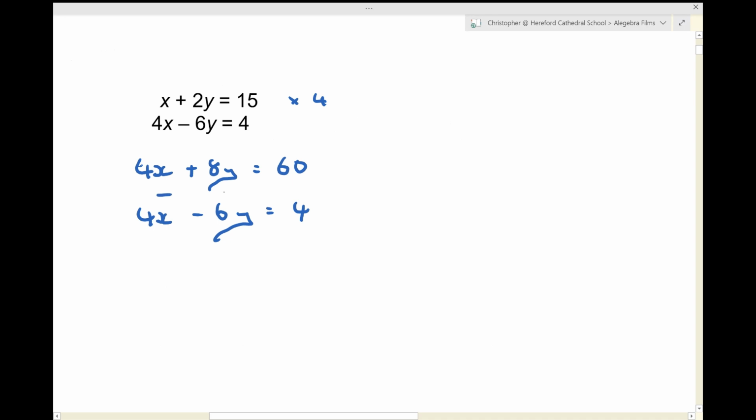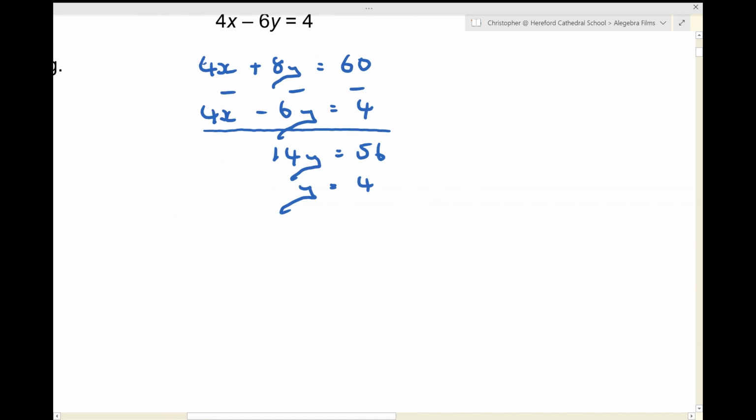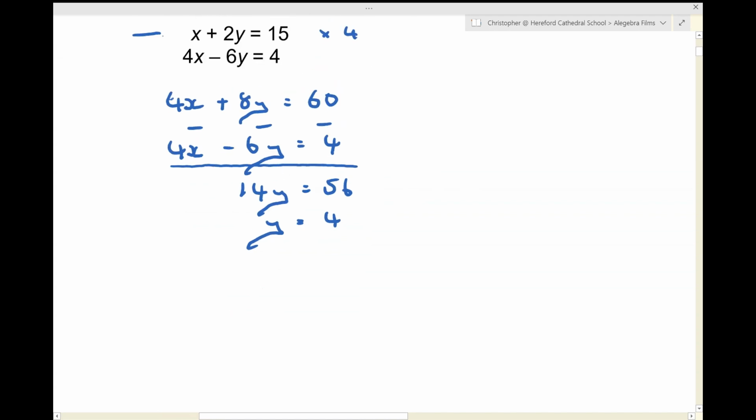I'm subtracting the equations. Be careful, minus and minus is a plus. 14y equals 56. Use your calculator if you want to. y equals 4. Right, now I'm going to look at this top equation to work out x. The top equation is x plus 2y, so that's x plus 2 times 4 equals 15. So x plus 8 equals 15. So x equals 7.